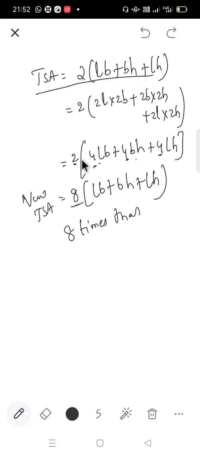Same like if you consider 3 times, you need to substitute 3 children: 3L, 3B, 3L, 3B, 3H, 3L, 3H. What will happen? In all these cases, you need to write 9 outside. So it will be 18 times the original TSA. So there are 2 cases. If you consider a cube, there is one result, and if you consider a cuboid, there will be a separate result.